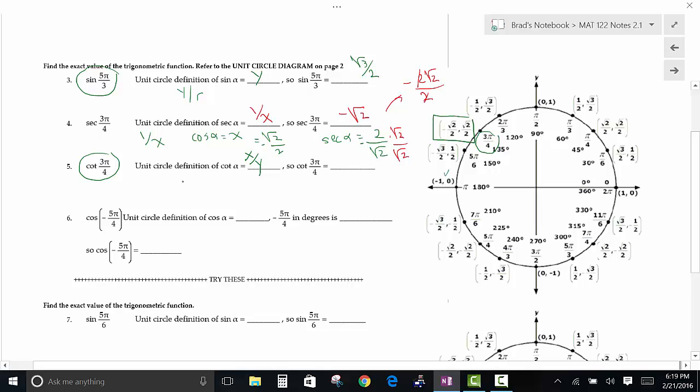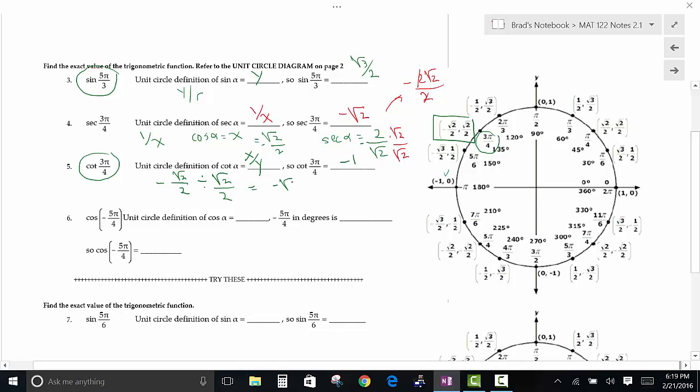So what we would have is, if we're doing x over y, we're really doing the x value, which is negative square root of 2 over 2, divided by the y value, which is square root of 2 over 2. Well, you can see pretty easily, I think, that that's negative 1, because you're dividing the same number by itself.